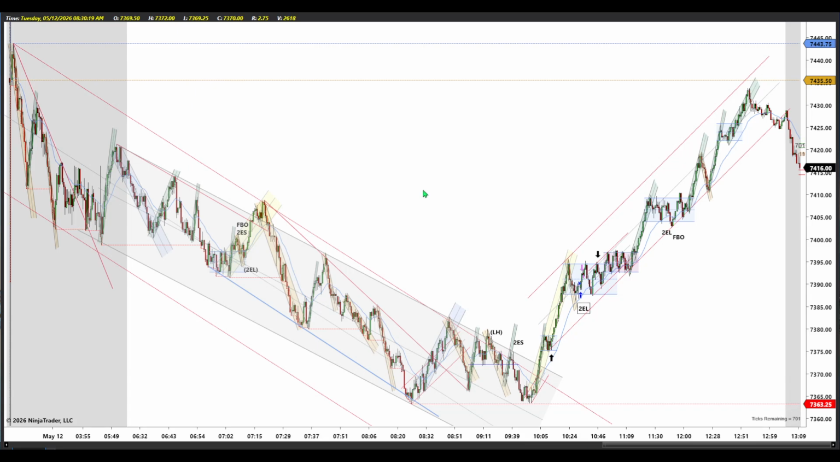May 12th, 2026. This is the S&P 500 E-Futures Mini on the 2000 tick chart using NinjaTrader 8. This is what the chart looked like today. It's kind of like a V-shape sell-off and then a big bounce.